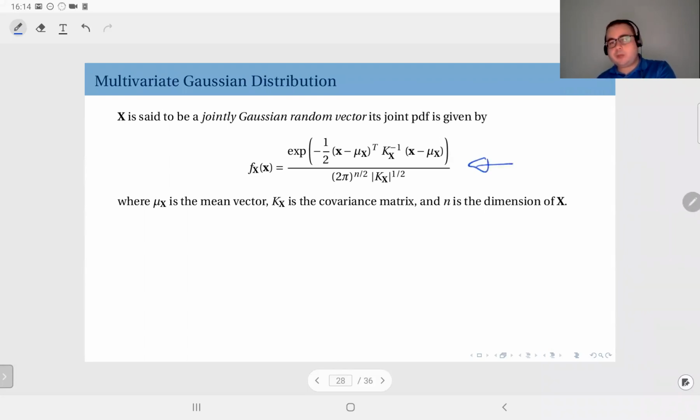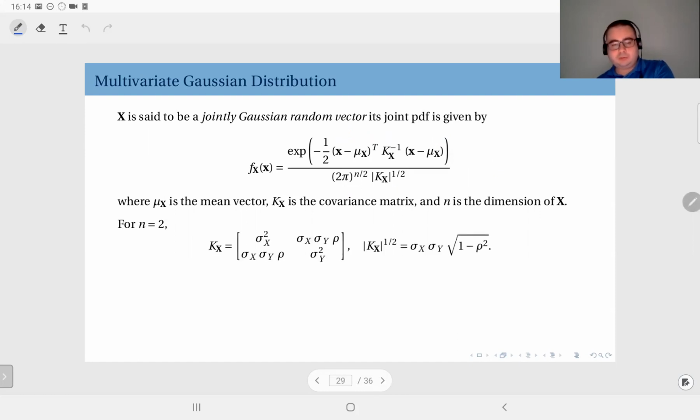Now here we have matrices and vectors. Be careful now. X here is a column vector, and this is the mean vector also. And this here, K, remember, is the covariance matrix. And in the denominator, we have 2 pi to the power n over 2, and the square root of the determinant of the covariance matrix. And n here is, of course, the dimension of this random vector x.